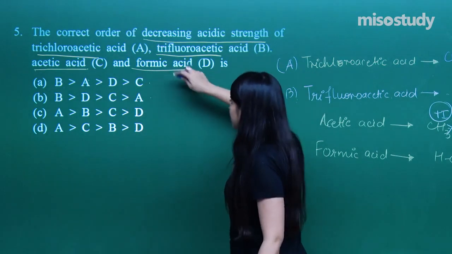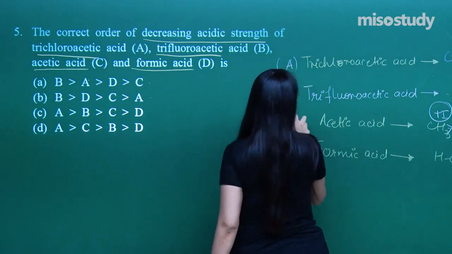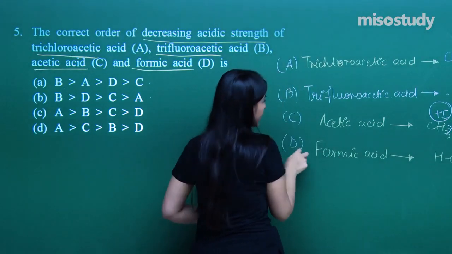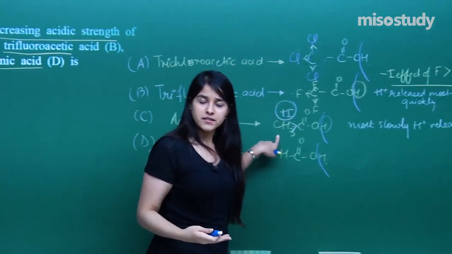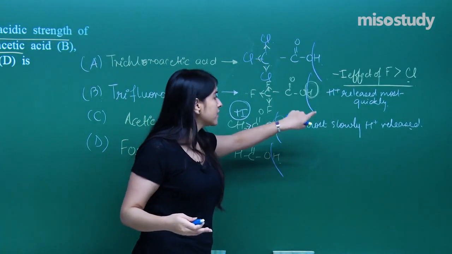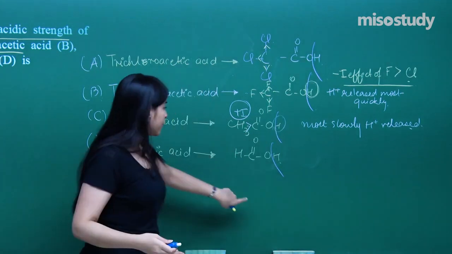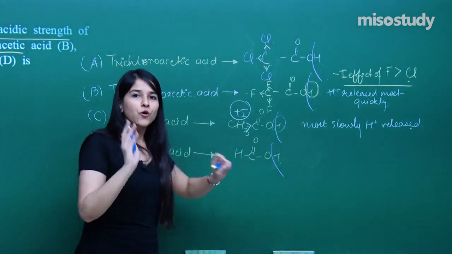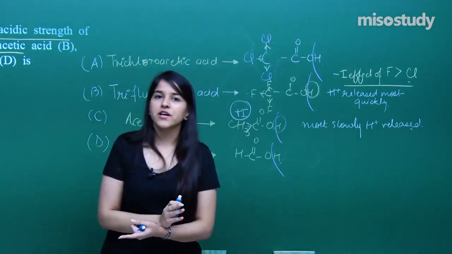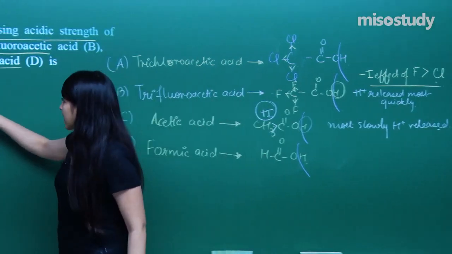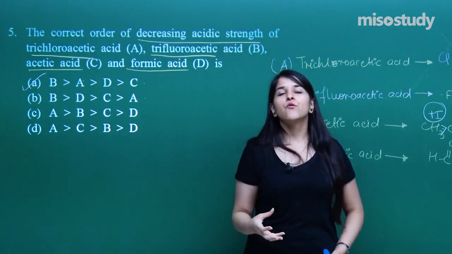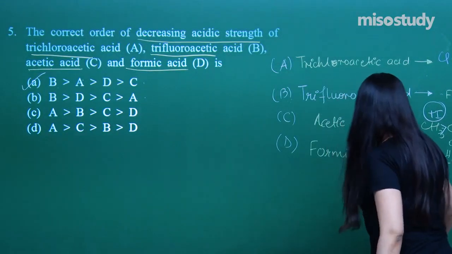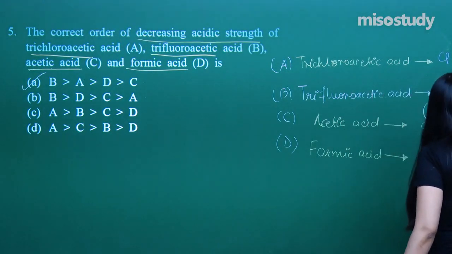But let's talk about D and C. This is C and this is D. Out of D and C, this is having more of plus I effect. That means this H plus will be the most slowly released, in comparison with this. I hope you all have got the idea and you are following up. So here I have got the answer as A. Now let's move on to another question. We are through with half of the questions.